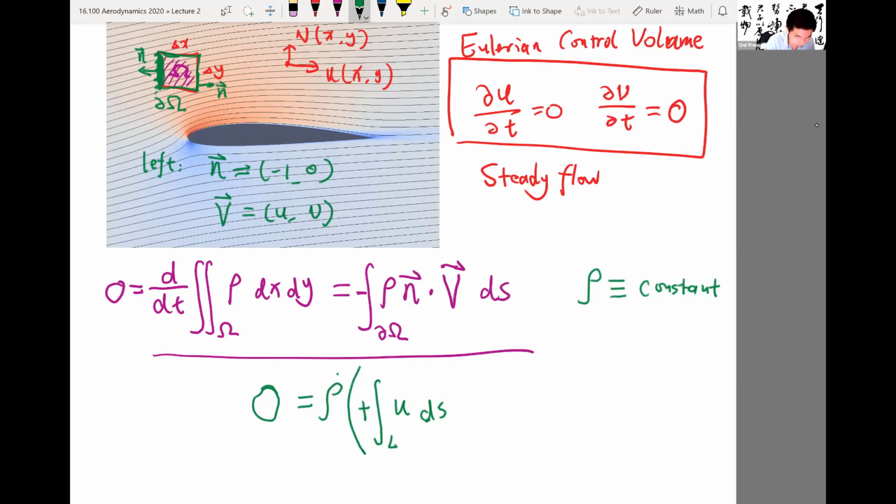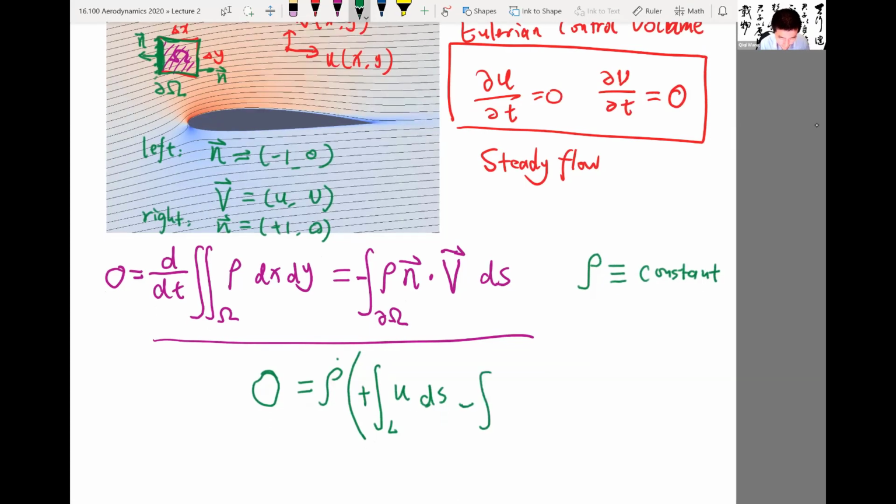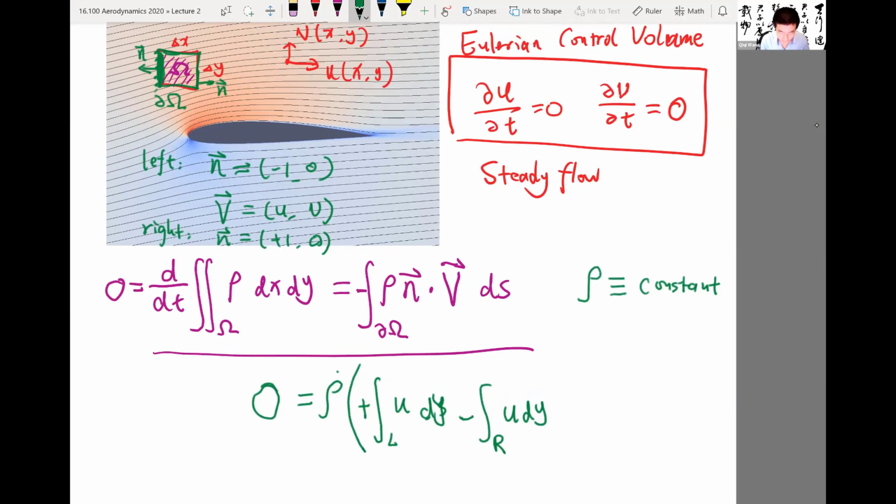Correspondingly, if we look at the right, my n is equal to +1, 0. Now with the +1, 0, we get n dot v is just u, right? And with the negative sign, we basically get minus the integral on the right of u times ds. In this case, ds is basically dy, right? And this minus term is how much mass has flown out of this control volume. If you follow the streamlines on the right side of the control volume, that's how much mass has flown out.